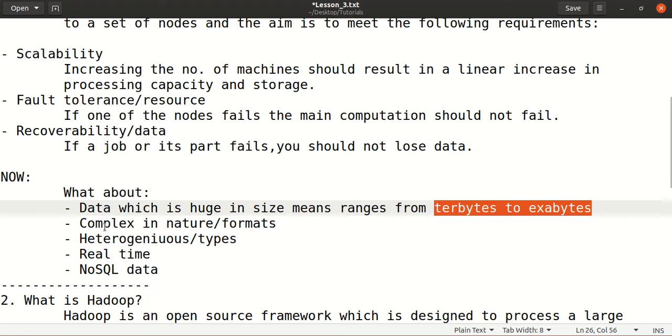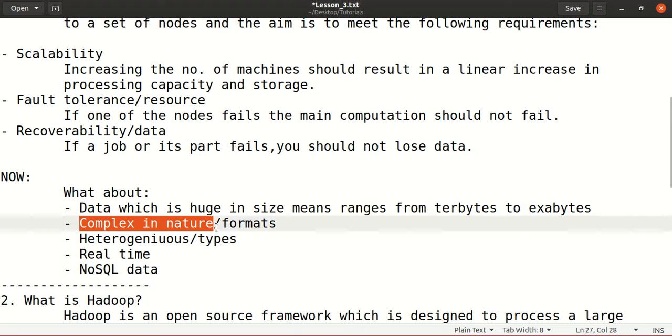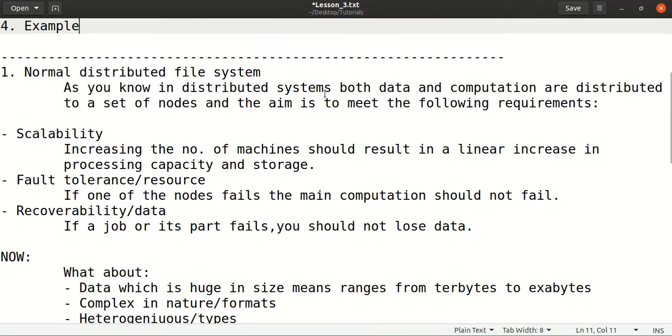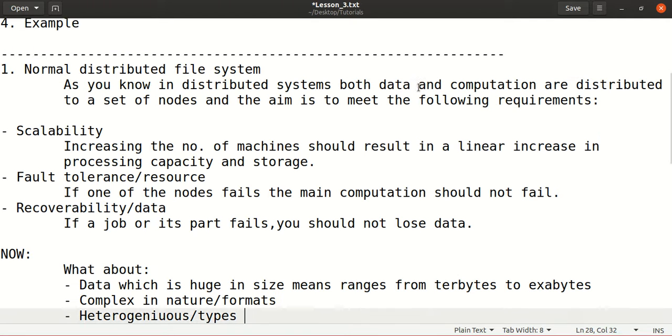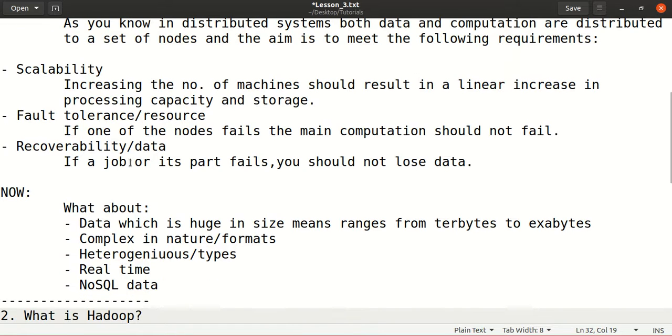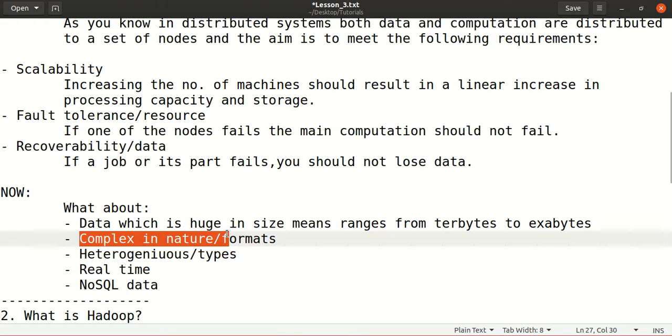Another reason is, what will happen if we have data that is complex in nature, with different formats? Normal distributed file system, friends, works on structured data based on primitive data types like integer, float, character. It can be handled very efficiently and very fast using normal distributed file system. But if we have different data types and different formats, that will be another problem for normal distributed file system.